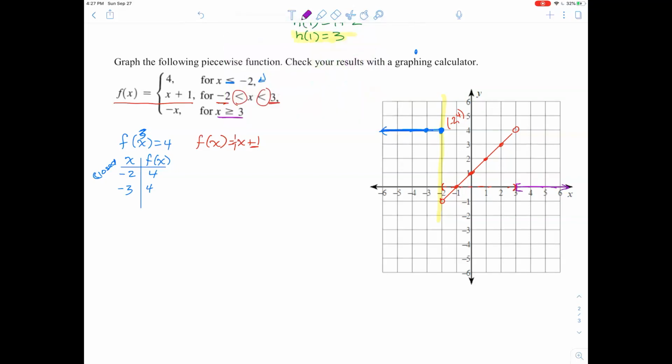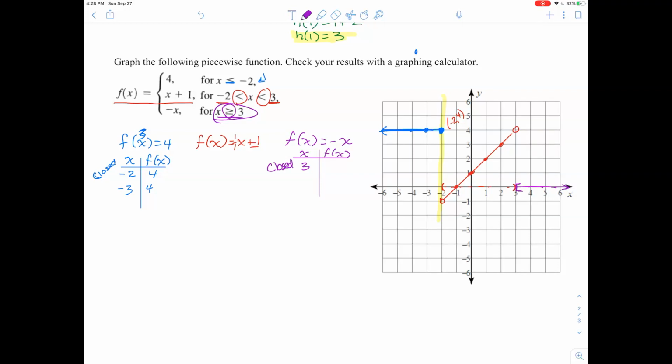So we have f of x equals -x for x is greater than or equal to 3. So I'll just do a little table of values, although you should probably be able to do this in your head, f of x. But we're going to start at +3, and because it says greater than or equal to, we're going to keep it up closed point there.